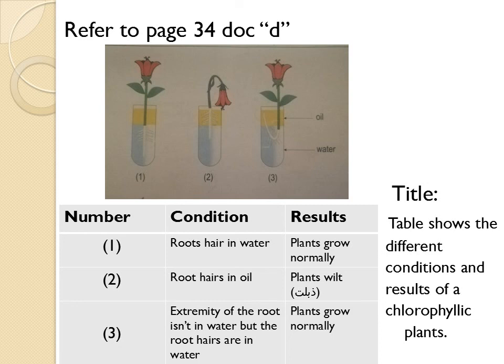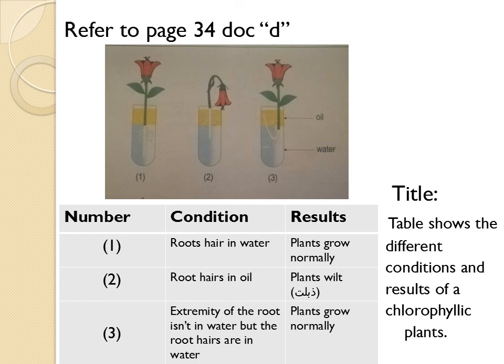I want you to open your books, page 34, and look at document D. We have 3 plants, 1, 2, and 3. Each one is growing in a different condition. The first plant, the roots here, they are dipped in water.